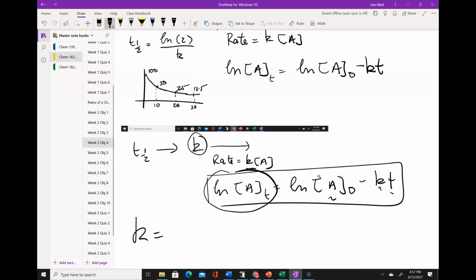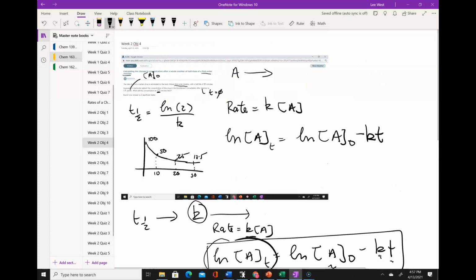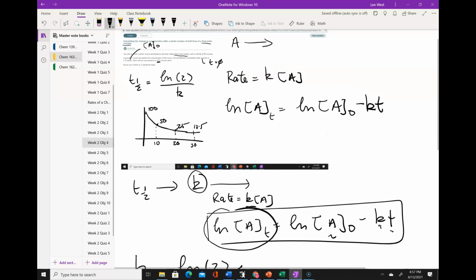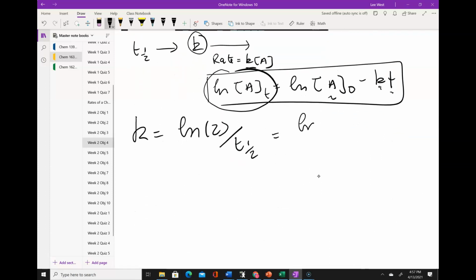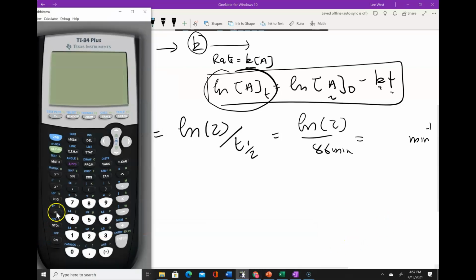So k is equal to log 2 on t half. T half in this case was 86 minutes, right? So I'm just going to work in minutes for this. Log 2 on 86 minutes. And so k, you can see, will have units of minutes to the minus 1. So turn my calculator on. Log 2 divide 86. And then that gives me my k, right? 8.060 by 10 to the minus 3.